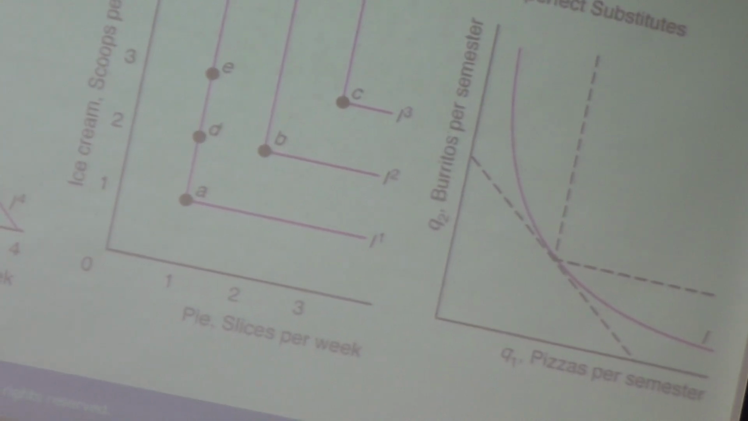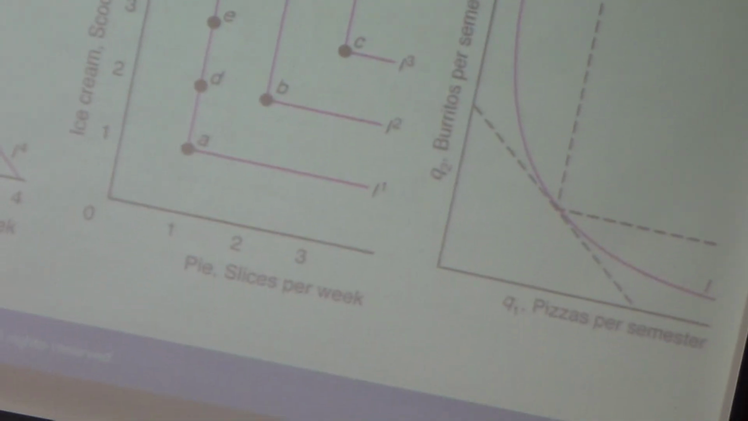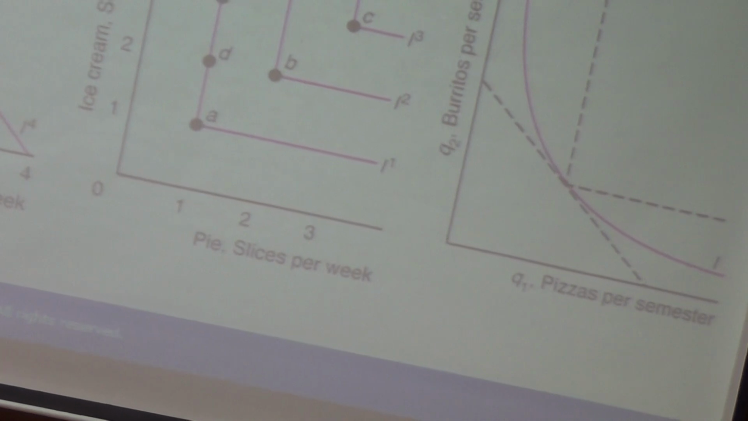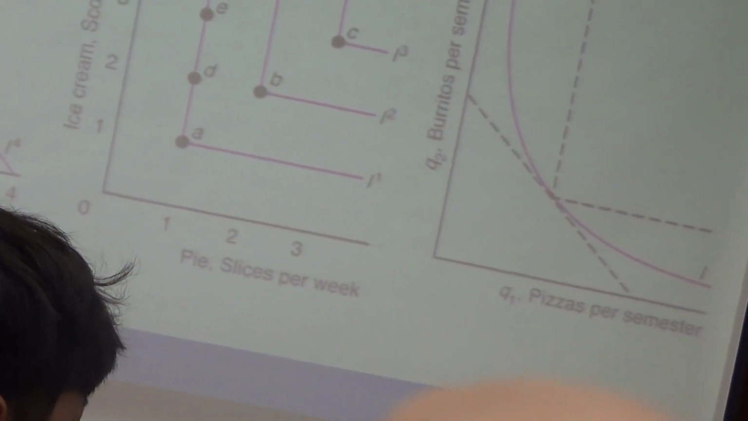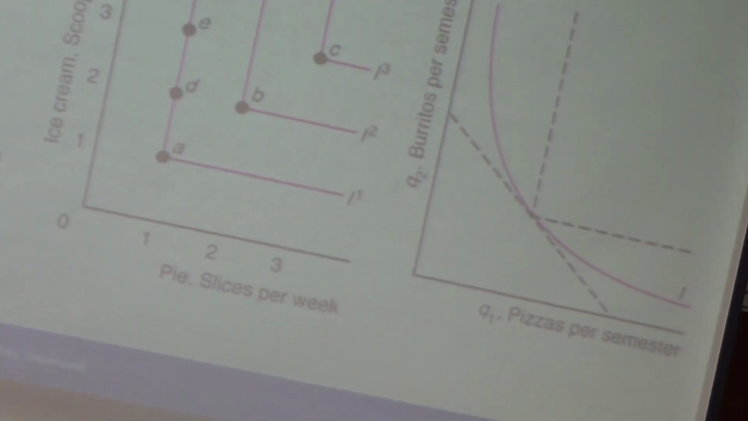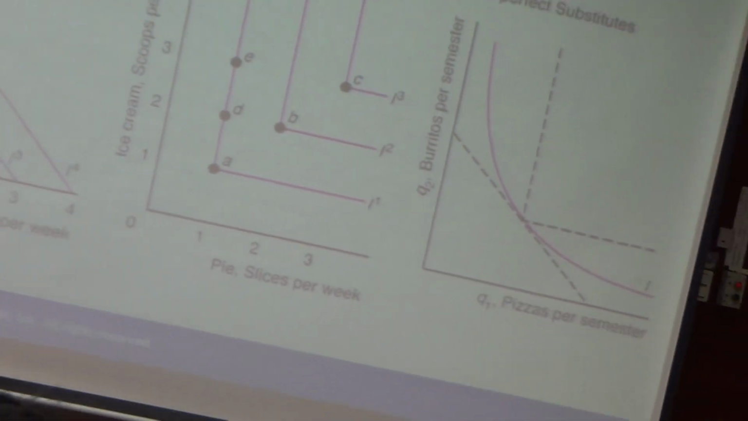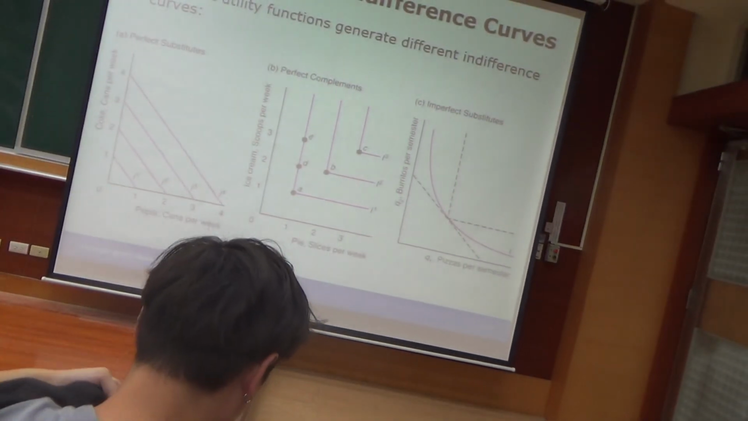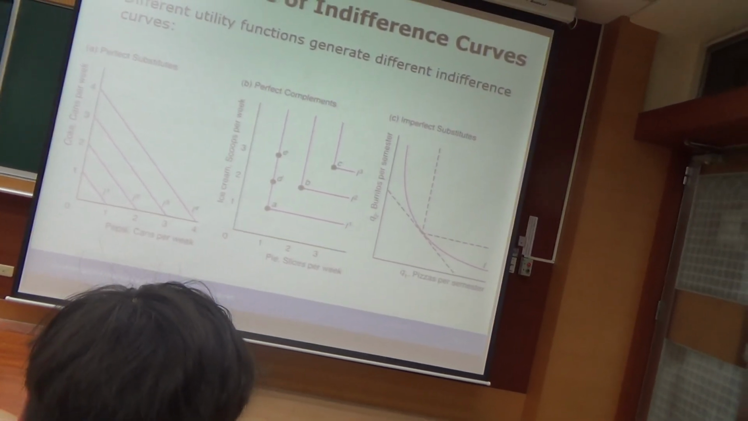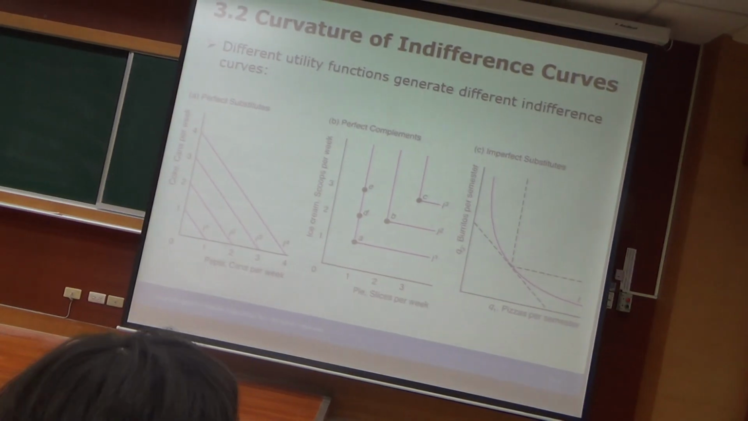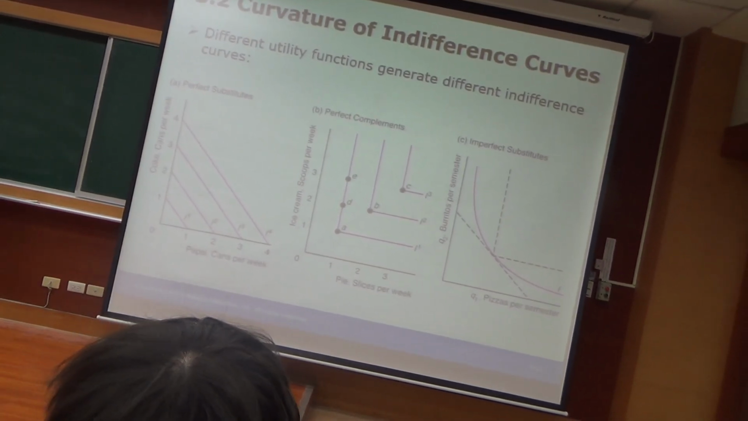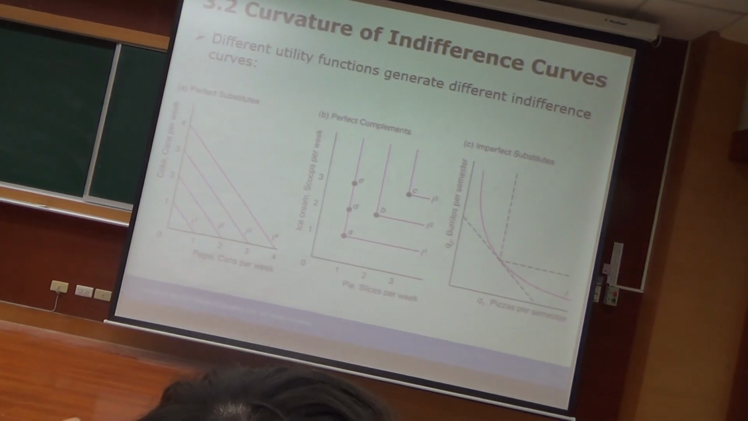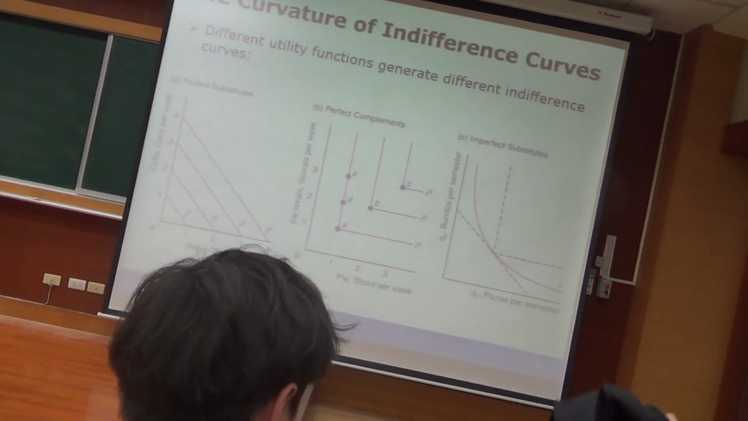Stop at this slide. We talked about perfect substitutes, panel A, and perfect complements, panel B. And something in between, which we call imperfect substitutes, panel C. And for panel A, now I give you two examples.